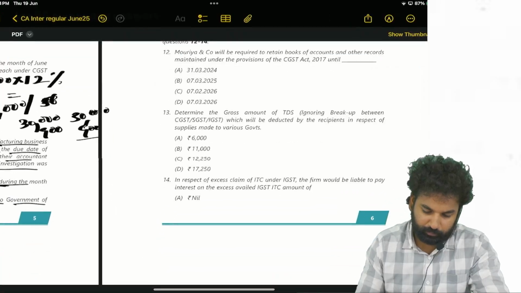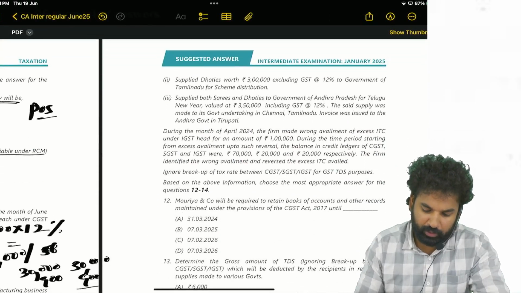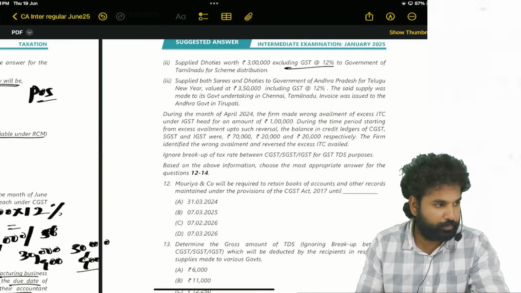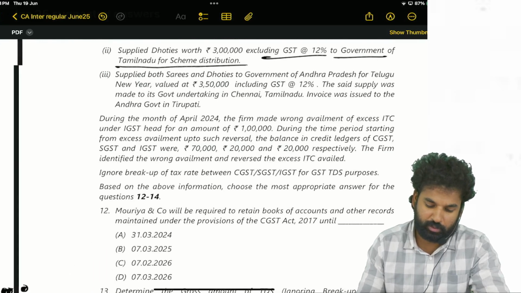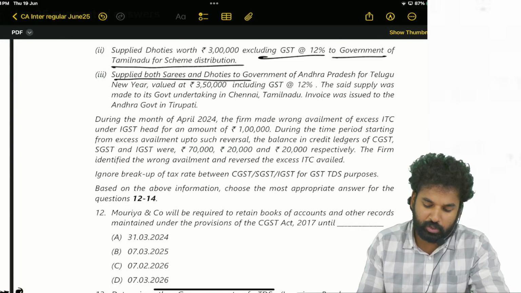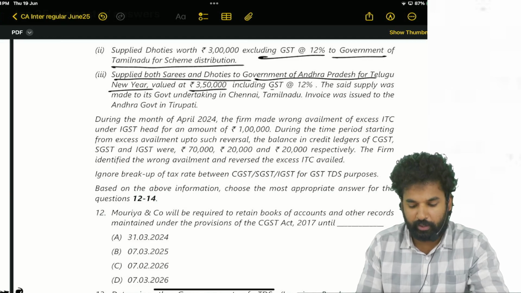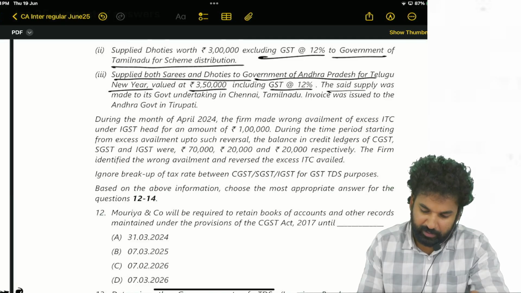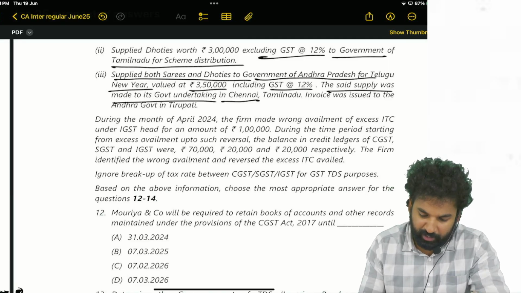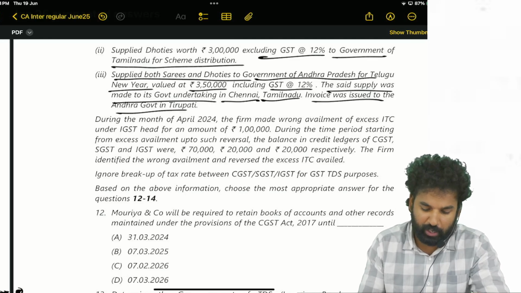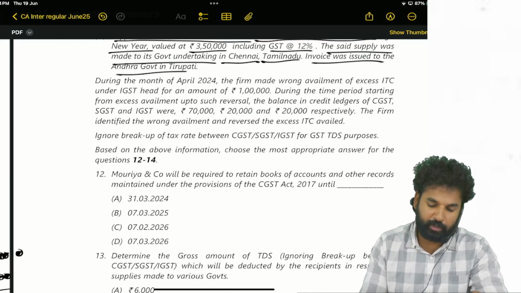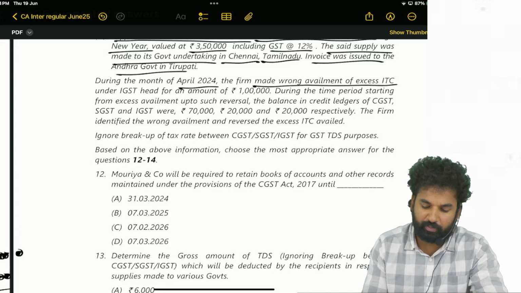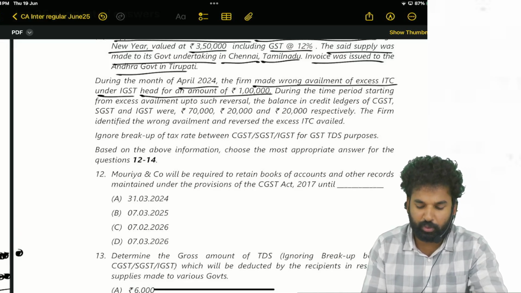Okay, next. Supplied dhotis worth 3 lakhs excluding GST at the rate of 12% to government of Tamil Nadu for scheme distribution. Supplied both saris and dhotis to government of Andhra Pradesh for Telugu New Year 3,50,000 including GST at the rate of 12%. The said supply was made to its government undertaking in Chennai, Tamil Nadu. Invoice was issued to Andhra Pradesh government in Tirupati. Right. During the month of April 24, firm made wrong availment of excess ITC under IGST head for an amount of 1 lakh.